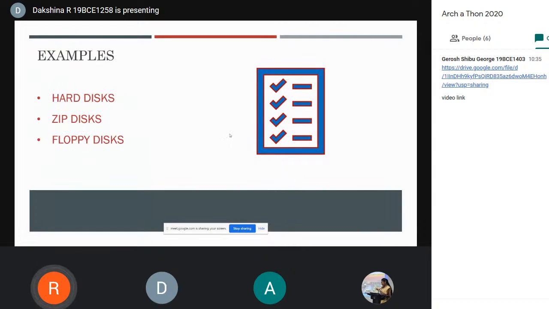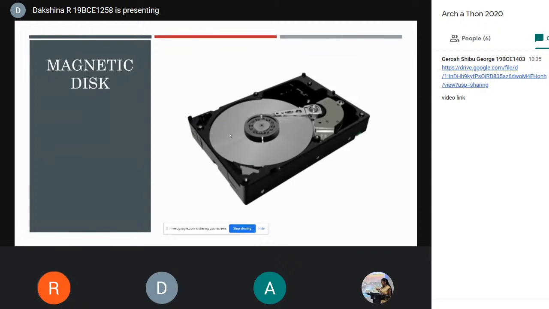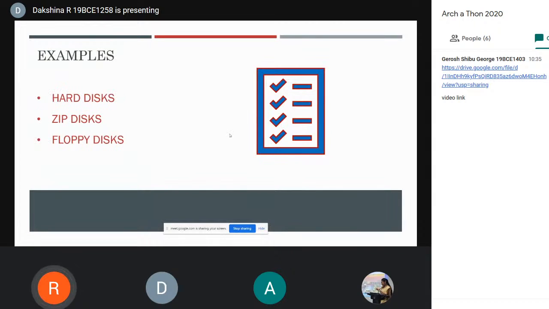A magnetic disk is a storage device that uses a magnetization process to write, rewrite, and access data. Data is represented on a circular surface called a platter. Platters are covered with a magnetic coating and store data in the form of tracks, spots, and sectors. Next slide. Some examples of magnetic disks include hard disks, zip disks, and floppy disks. Next slide.